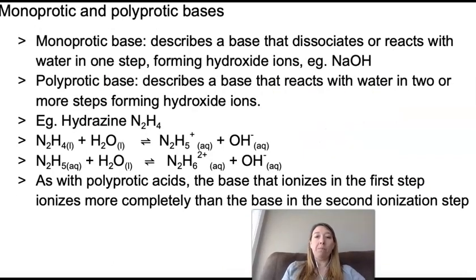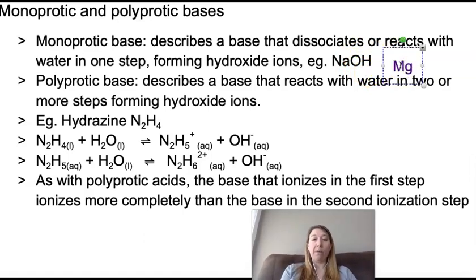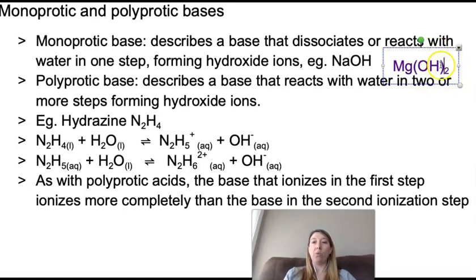Okay, we also talk about mono and poly for bases. These tend to be a little bit more obvious, especially with bases that actually have hydroxide in their formula, right? I can look at sodium hydroxide. There's only one OH in there. That's going to be monoprotic, okay? But if, let's say, I had, I don't know, magnesium hydroxide, right? That would look like that. And so that has 2 OHs. So that would be polyprotic because it has 2 of them.